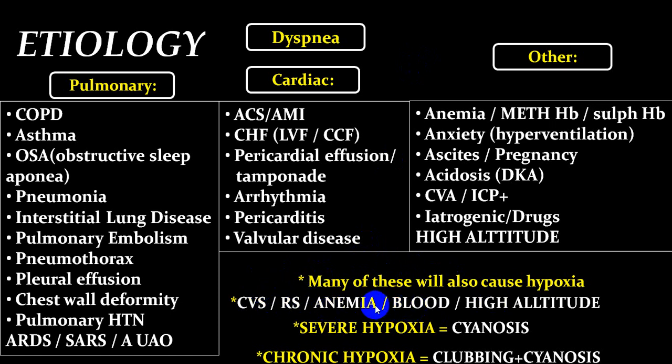But anemia, and then carboxyhemoglobin, will also produce hypoxia and dyspnea, but will not have cyanosis because carboxyhemoglobin blood is cherry red in color. While in methemoglobinemia and sulfhemoglobinemia, the person will have dyspnea but may not show you cyanosis. You will see cyanosis if there is a good amount of methemoglobin or sulfhemoglobin present in the blood. If a person is having chronic hypoxia, the person will develop cyanosis as well as clubbing. So these are some of the clinical clues.